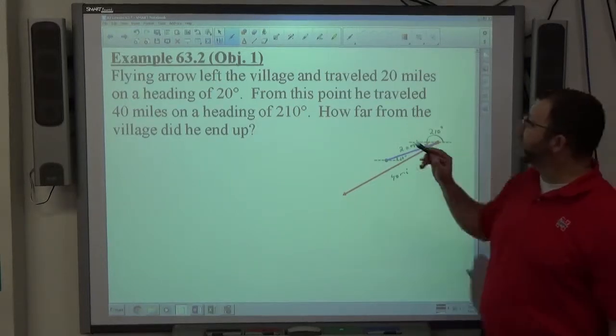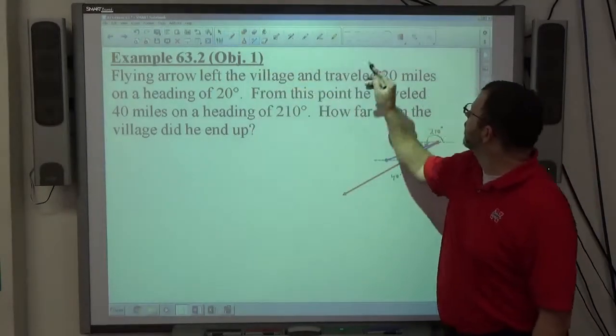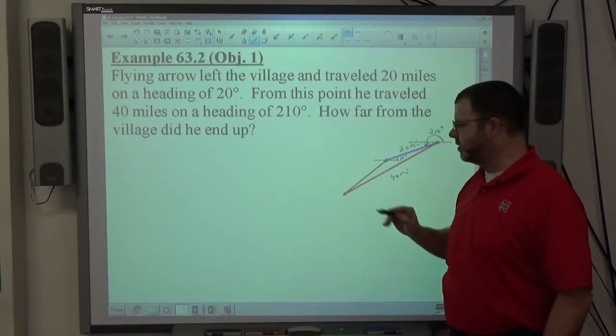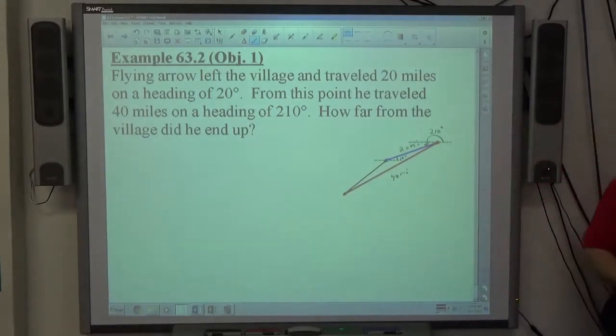The question is, how far from the village did he end up? So what they're asking us to find here specifically is this. Right. Then what's the resultant?